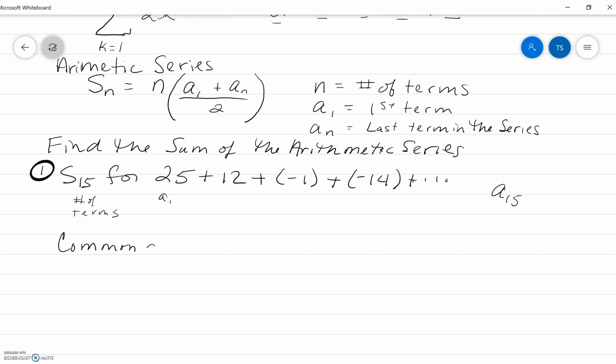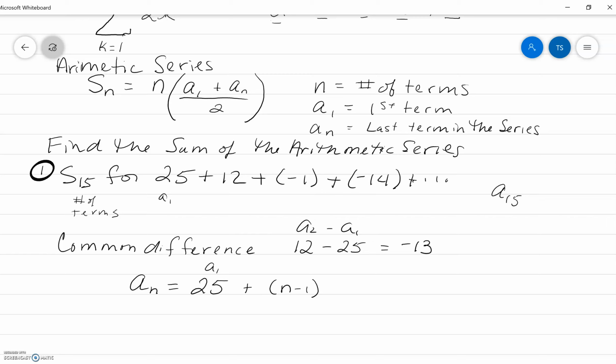The common difference is found by taking the second term and subtracting the first term. That's negative 13. So A2 minus A1, that's how we find the common difference. The explicit formula would be A sub n equals, we always start with the first term, so A1, plus n minus 1 times d. Our common difference is negative 13 in this case. So that right there is our explicit formula. For every arithmetic sequence, this would be the formula that you use.